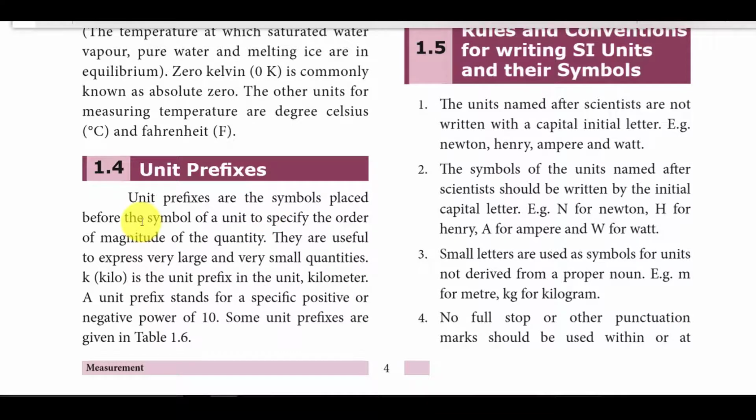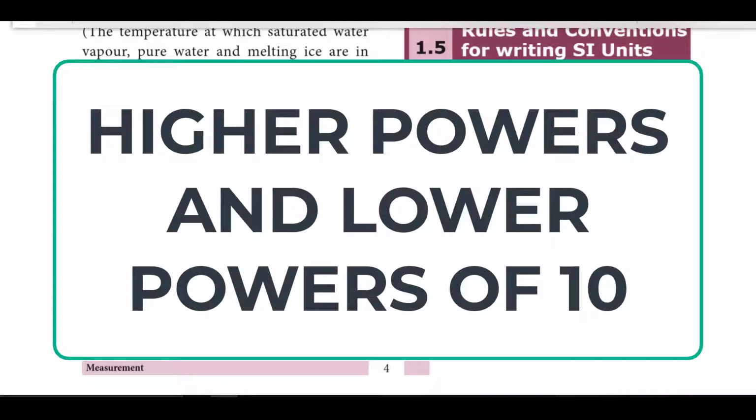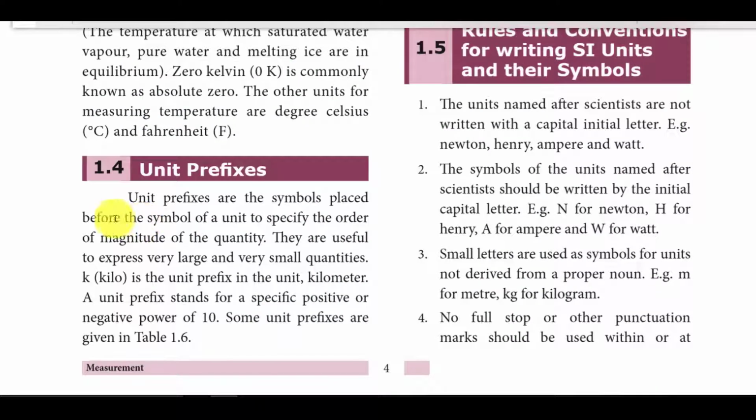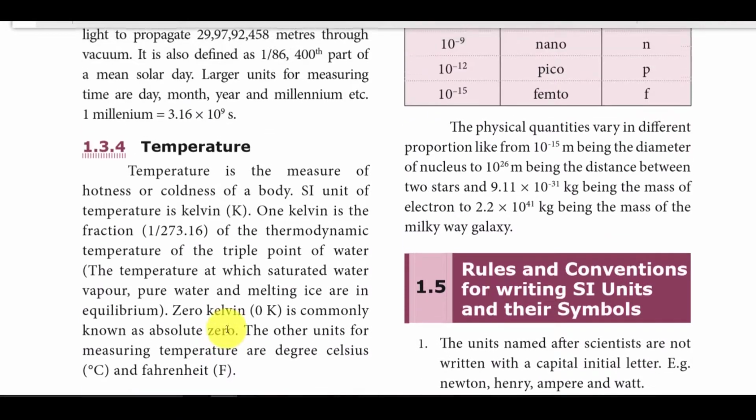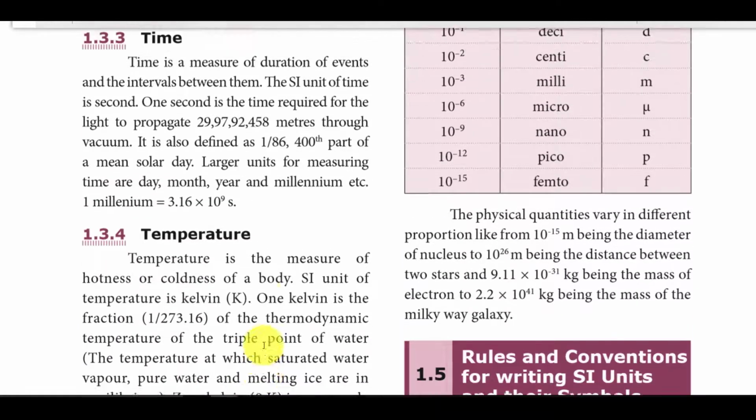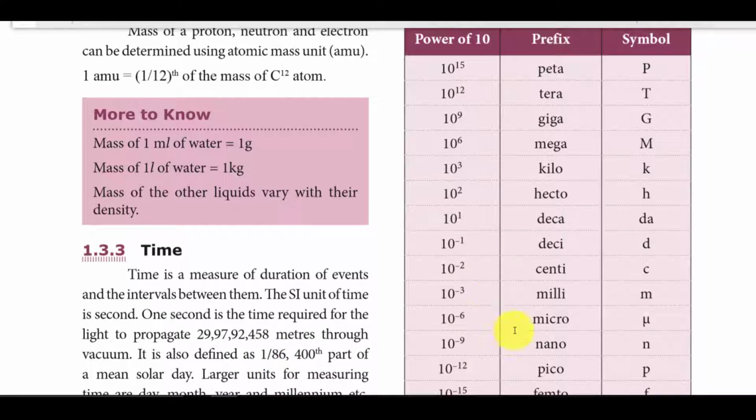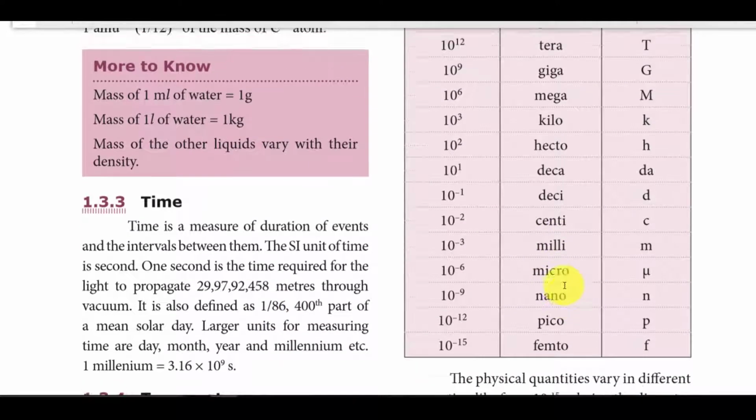Unit prefixes are the terms which are used to denote the higher powers of 10 and lower powers of 10. Suppose if you want to measure larger distances, then you have to use the higher powers of 10. Suppose if you want to measure the lower distances, then you have to use the lower powers of 10. For example, the distance between two nuclei is very small. But the distance between two stars and between celestial bodies are all very long distances, so sometimes you have to use higher powers of 10 and sometimes lower powers of 10. Here is the tabular column.